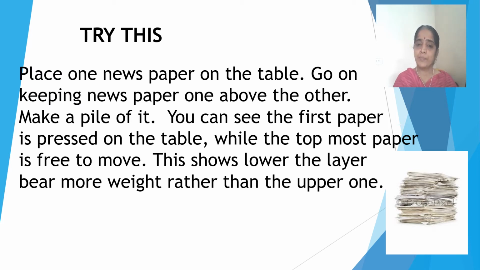Now read along with me. Place one newspaper on the table. Go on keeping newspaper one above the other. Make a pile of it. Pile means what? A bundle. You can see the first paper is pressed on the table while the topmost is free to move. This shows the lower layer bears more weight than the upper one. As you go upper and upper, it becomes very light.